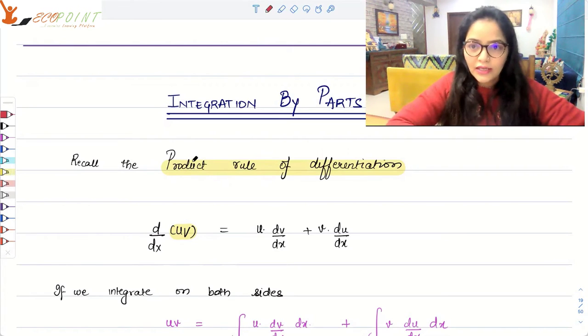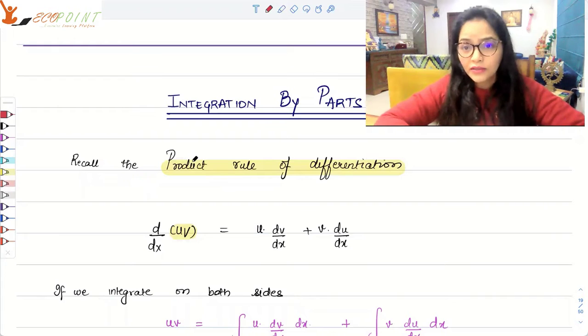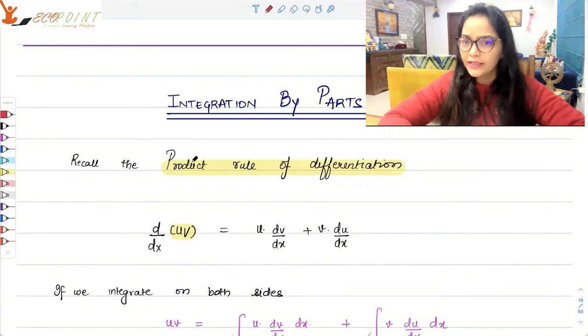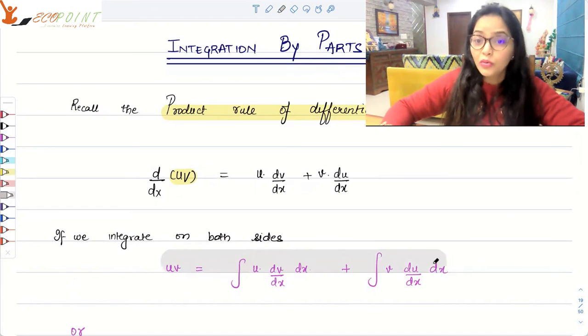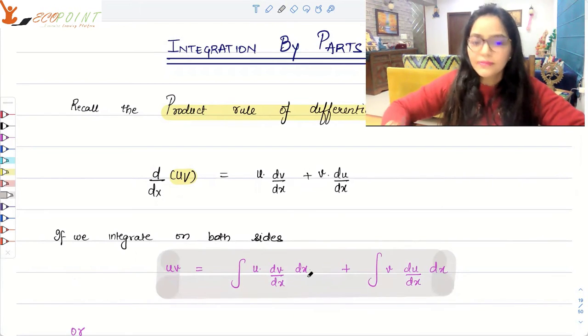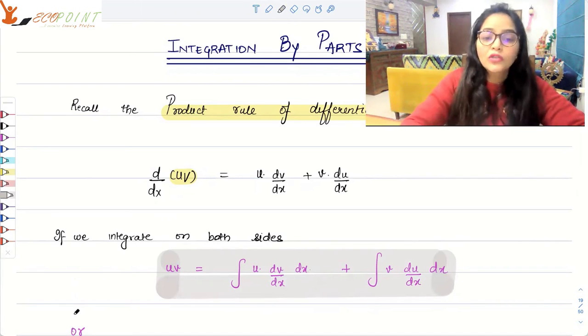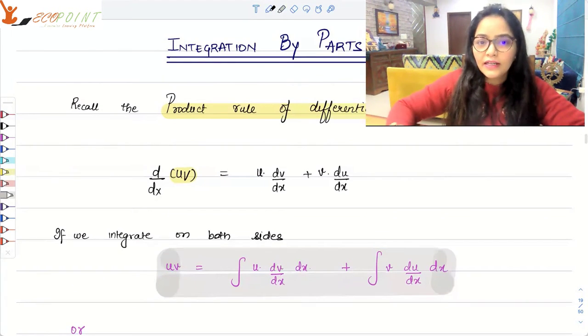Integration and differentiation are inverses of each other. So clearly, when I integrate d by dx of uv, I'll just get uv. So when I integrate on both the sides, what I'm going to get is uv is equal to integral of u into dv by dx plus integral of v into du by dx. Okay. So all we've done is we've just integrated on both the sides.